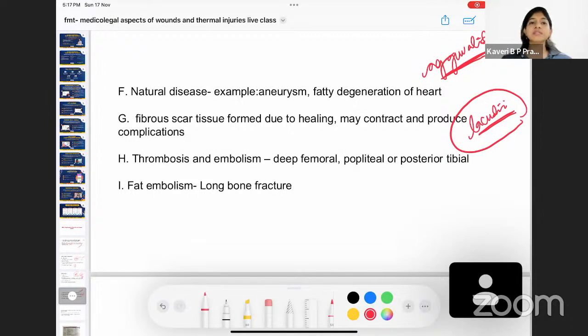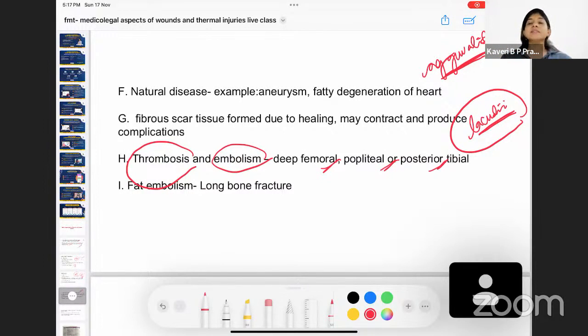There could be thrombosis and embolism which develops in all the bigger arteries, for example, femoral, popliteal, or the posterior tibial artery. And this embolism or thrombus can travel through the circulation, go to other vital organs, like, for example, brain, block a vessel there, and might cause death of the person.